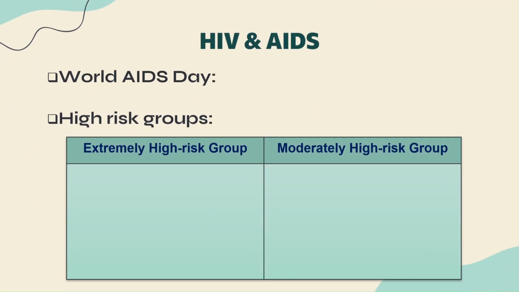When is World AIDS Day celebrated or observed? So every year it is the 1st of December. It is observed as World AIDS Day, guys. Then let's have a look at the risk categorization. Which people belong to the extremely high risk group and which individuals belong to the moderately high risk group.